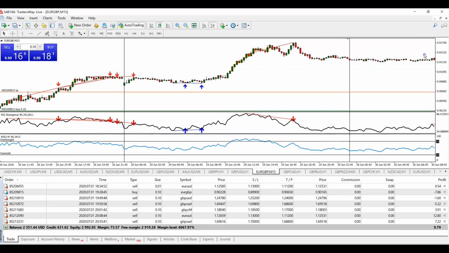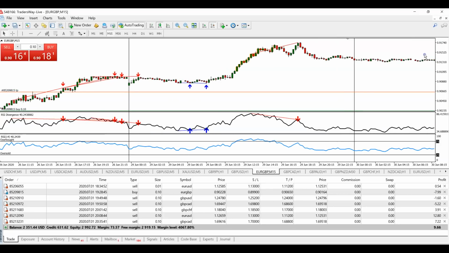Okay, we got to go back pretty far on this one. As you can see, back in June right here was the last time the price touched this level, and you had a strong base that was formed right here.